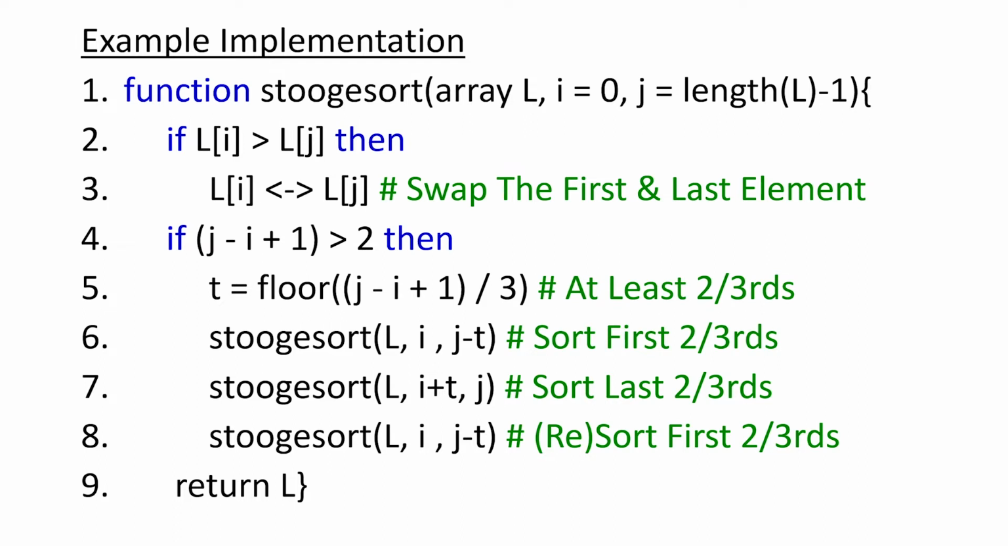So our second if statement is going to check and see if there's three or more elements remaining in the list. If there is, we're going to need to calculate a value t so that when we call Stooge sort later, that it's sorting at least two-thirds of the list. So then we call Stooge sort to recursively sort the first two-thirds of the list. We call Stooge sort to recursively sort the last two-thirds of the list. And then we have to call Stooge sort to recursively sort the first two-thirds of the list again. And then when we're done, we return the sorted array L.